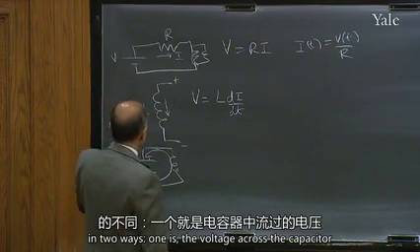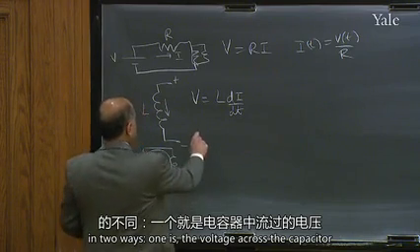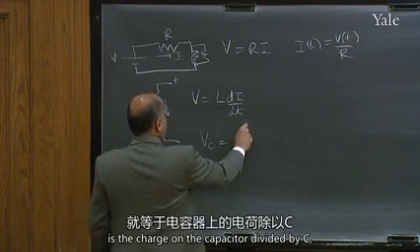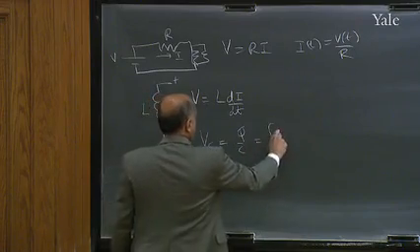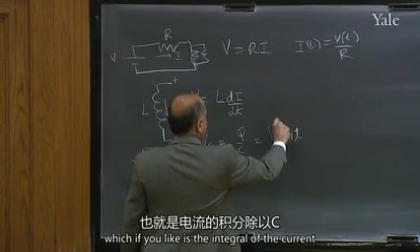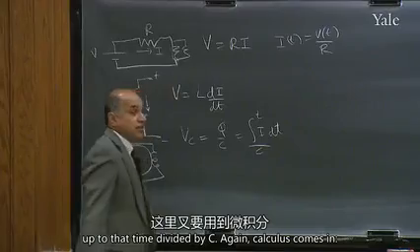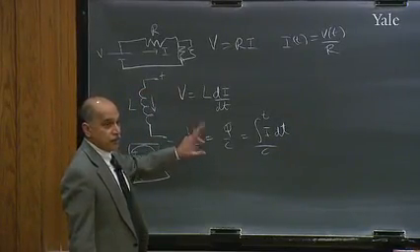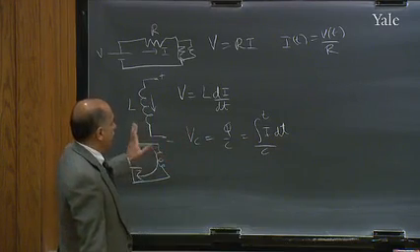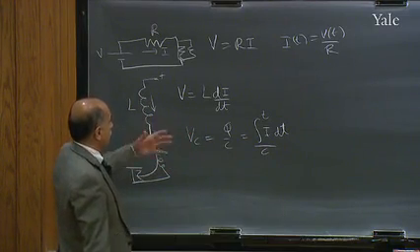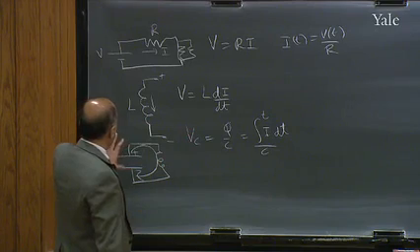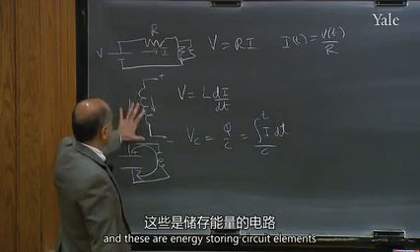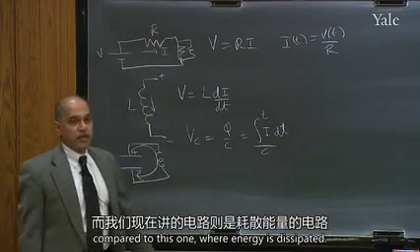So the inductor and capacitor are different from the resistor in two ways. One is the voltage across the capacitor is the charge on the capacitor divided by C, which, if you like, is the integral of the current up to that time divided by C. Again, calculus comes in. So these are the two differences. The relation between current and voltage involves either differentiating or integrating, and these are energy storing circuit elements compared to this one, where energy is dissipated.